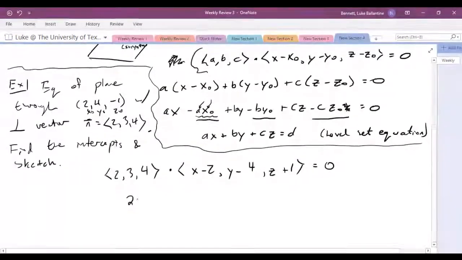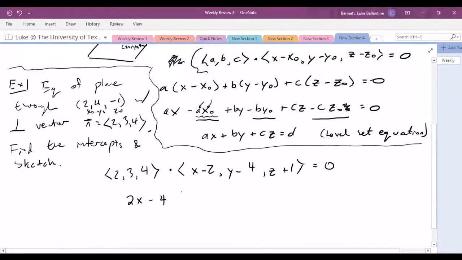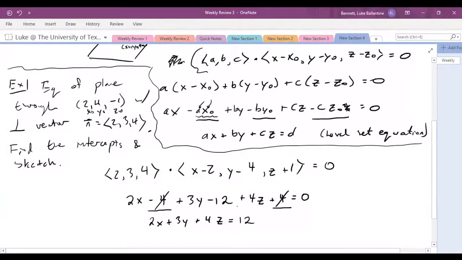So we get 2x minus 4. We get, let's see, that's going to be a plus 3y minus 12. And then we get a plus 4z plus 4 equals 0. Let's see, we have a negative 4 and a positive 4. They cancel. So we have 2x plus 3y plus 4z. And let's just move the 12 over to the right-hand side. So we get equals 12. So this is the level set equation of our plane. Not too bad, right?